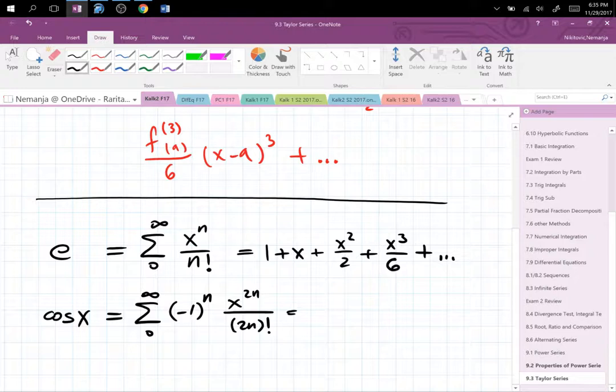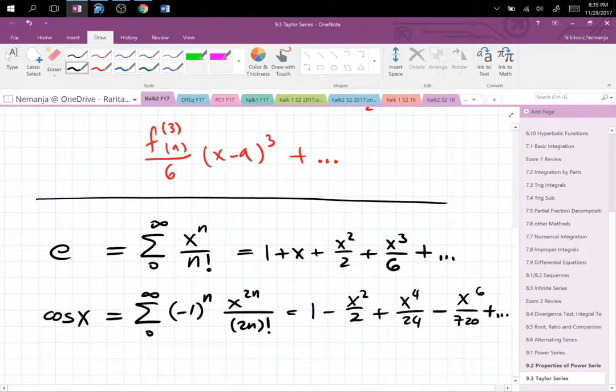Now this one was 1 minus x squared over 2 plus x to the 4 over 24 minus x to the 6 over 720 plus dot dot dot going forever. This 720 is 6 factorial. 5 factorial is 120, times 6 is 720 for 6 factorial. So we have the function e to the x, and we have the function cosine x. You can figure this out for ln and all of the different functions that you might want to use it for.